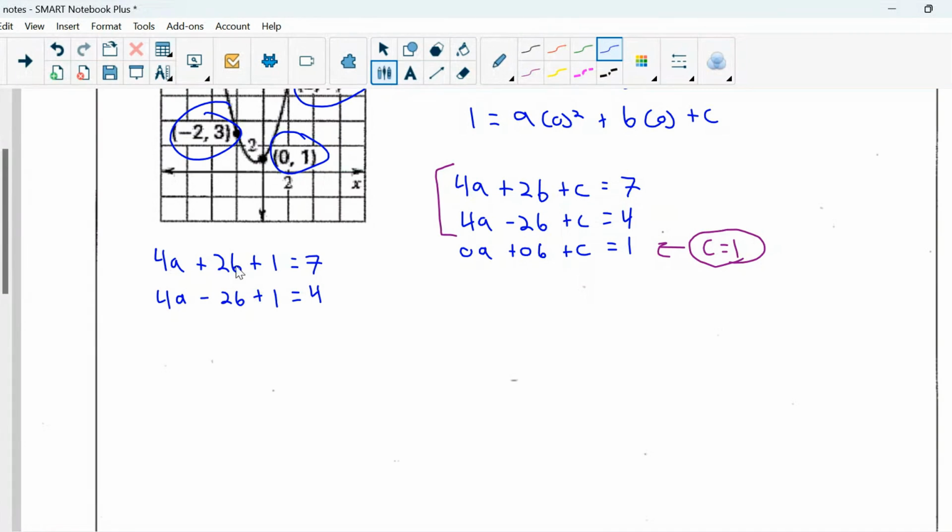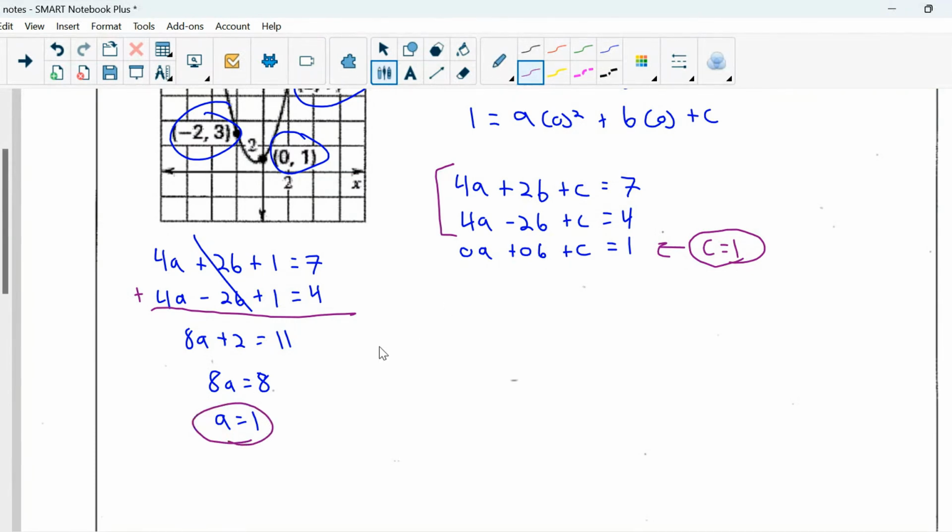So right now, both of my b's have opposite signs. So if I go ahead and add these 2 equations together right away, first of all, my b's cancel, which is the goal. That gives me 8a plus 2 equals 10. Subtract 2 from both sides. That gives me 8a equals 8, which ultimately gives me a equals 1. So now I've solved for 2 of my variables.